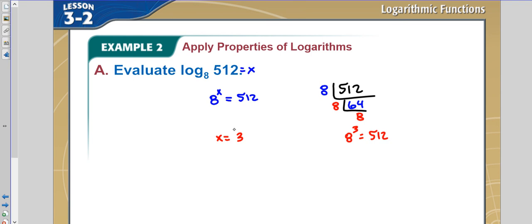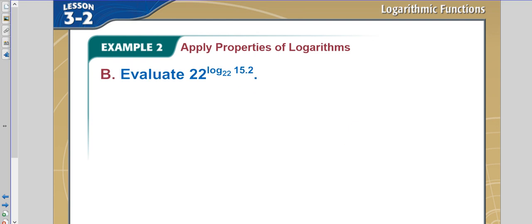Or I keep calling it x. Truthfully, the evaluation of log base 8 of 512 is 3. That's the answer. All right, so let's try this one.